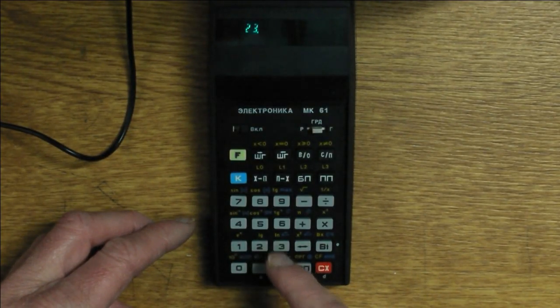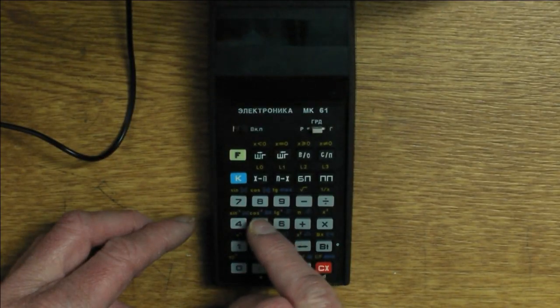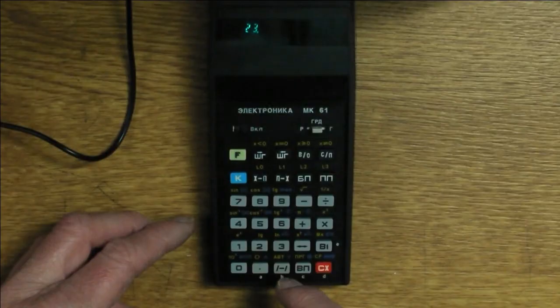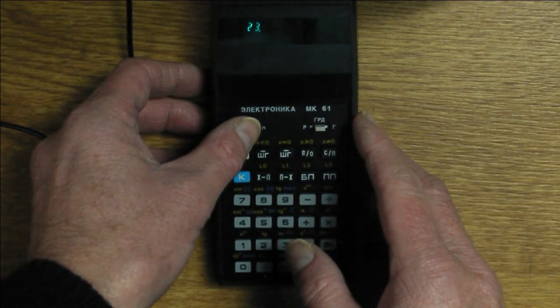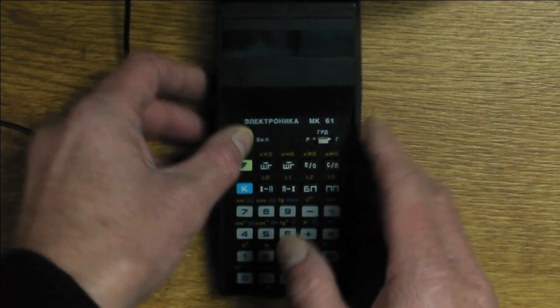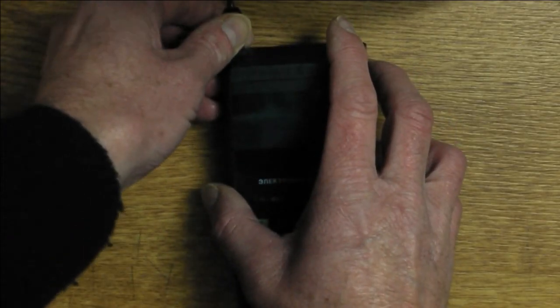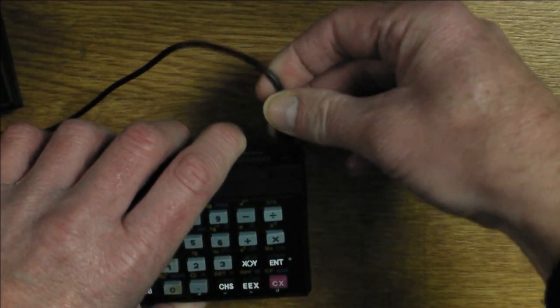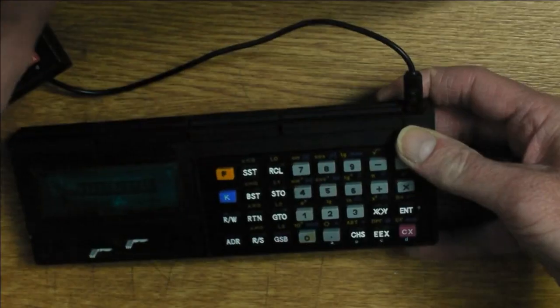So if I put a number on the stack, another number in X, I can swap between the two numbers. So it's quite an interesting calculator. It's running off USB power at the moment, but it's got a big brother, and that calculator is even more interesting because it's got a built-in E squared prom. I'll just put the power in there.